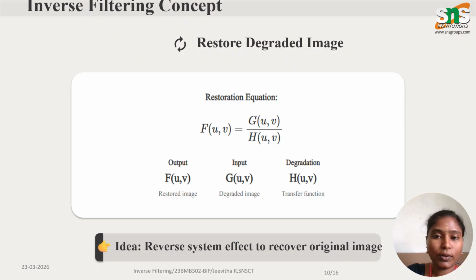Now let us move to inverse filtering. The idea is simple. If degradation caused the problem, we reverse it. We use here G of UV as the degraded image. H of UV is the degradation function. By reversing H of UV, we try to recover the original input image F of UV. So inverse filtering directly attempts to undo system effects.